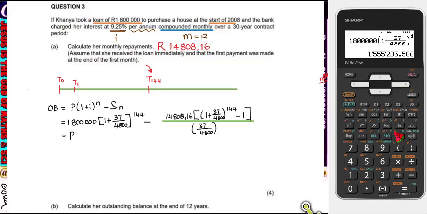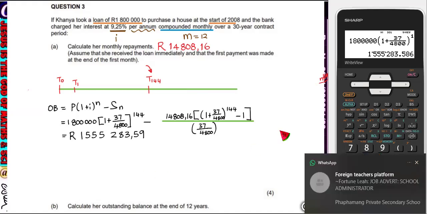So the outstanding balance is 1,555,283.59, about 1.5 million. That is after the 12th year.